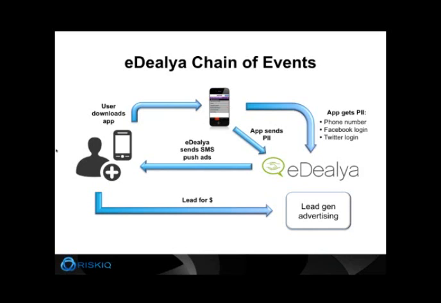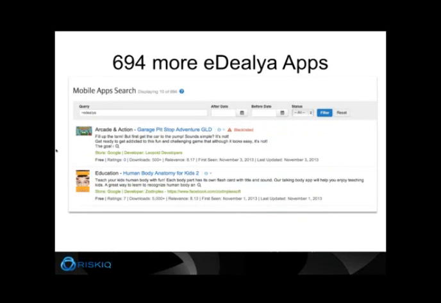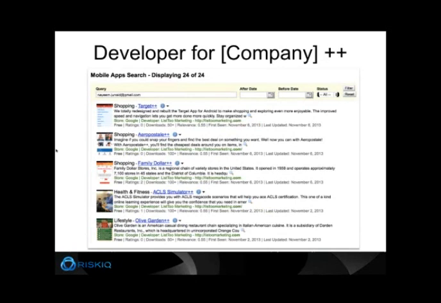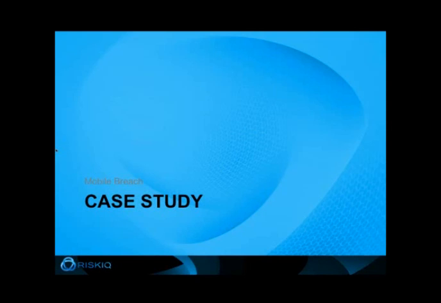And this is just one example. So eDelia is pretty pervasive. Just this one rogue advertiser has over 694 apps across the app stores. And again, this developer has many different apps that they've put out. Our third example is more of a traditional mobile malware. And what makes this one interesting is it's one of the first examples of mobile malware that has successfully targeted some of the financial services institutions.